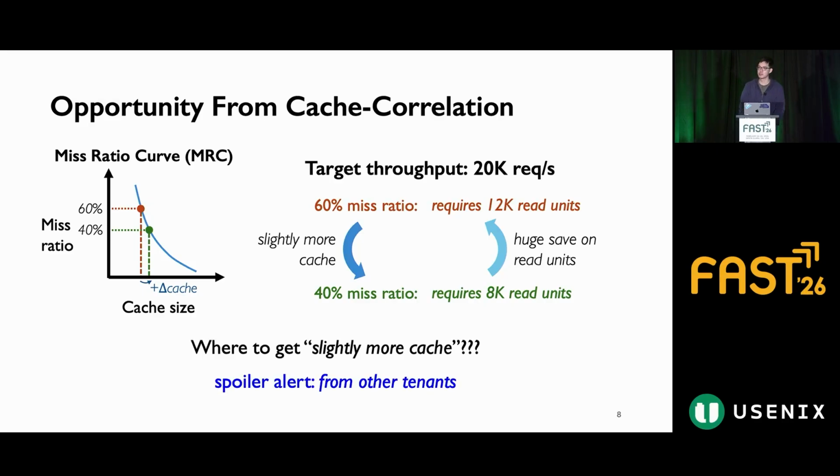So spoiler alert, for the rest of the talk, I'm going to teach you how to steal this cache from your peer tenants without upsetting them. Actually, they'll be happy about it.